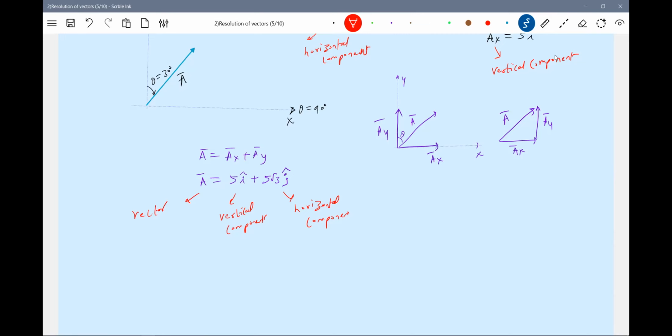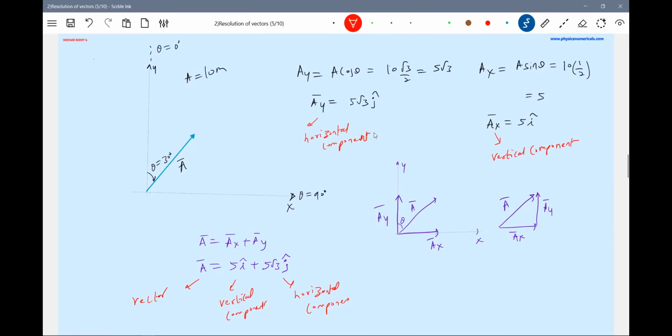Okay, hope everyone is now able to resolve the vector. Along theta equals 0 degrees, it is r cos theta, or a cos theta; along theta equals 90 degrees, it is a sin theta. This was the splitting of vectors, as it is called.